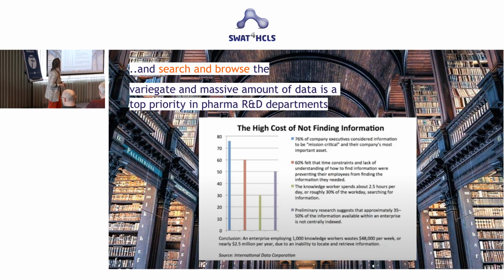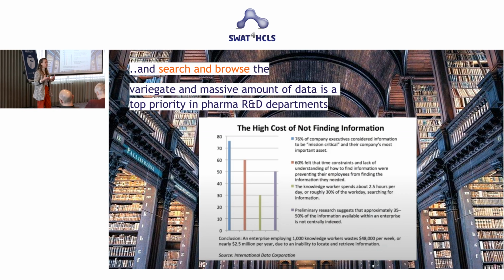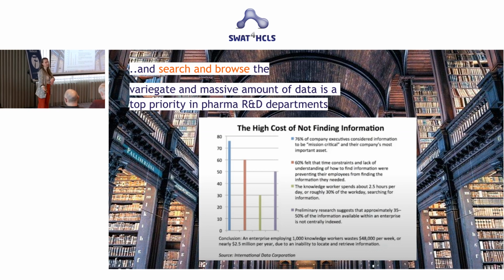So the analysis part. And here all these huge bars that go more or less above 50% are percentages that show how big a cost or how big a priority this problem of finding information is. And the conclusion of this report was very interesting because they tried to convert this into money.